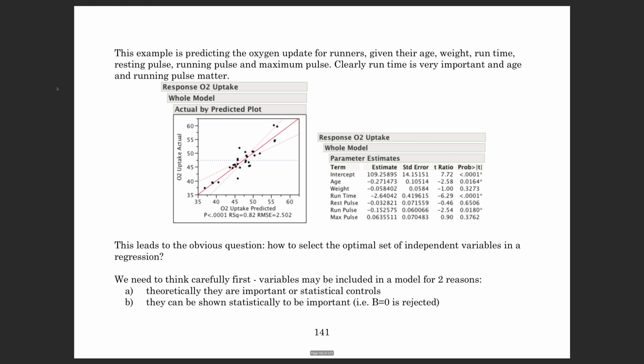Okay, so let's have a look at a more challenging example. In that example, as I said, both of our variables were statistically significant, and there was nothing too obviously wrong with it. So let's look at a more tricky one. This example is looking at oxygen uptake for runners. So why do we want to know the oxygen uptake for runners?